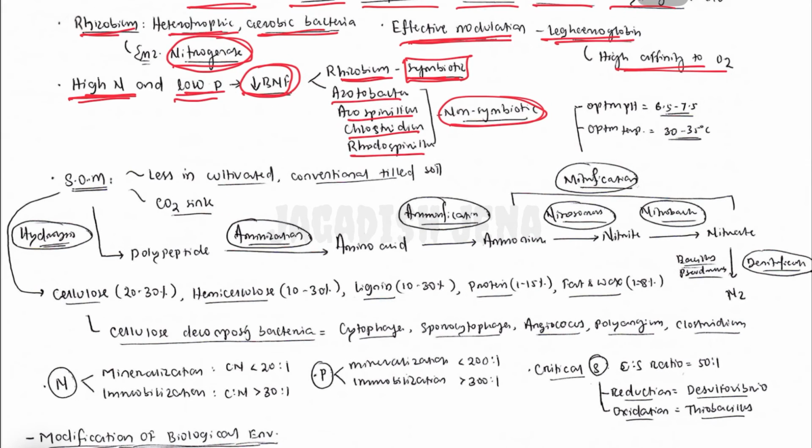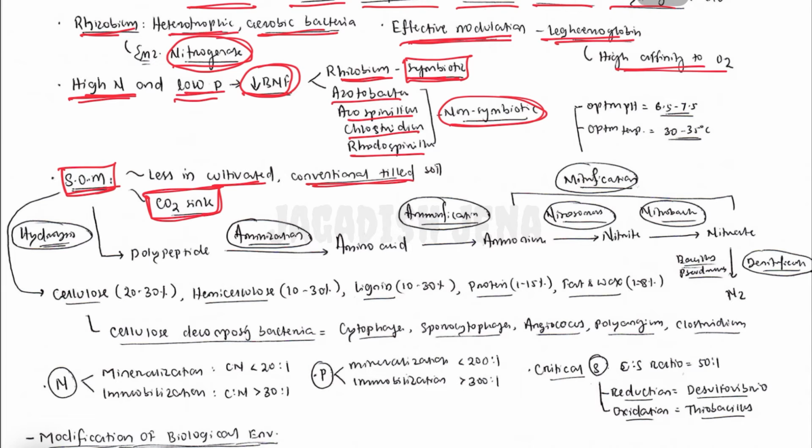If we talk about soil organic matter, it is found less in cultivated soil or conventionally tilled soil, because when we cultivate the soil, there is liberation of carbon to the atmosphere as carbon dioxide, so carbon oxidation happens. So soil organic matter is quickly decomposed and liberated as carbon dioxide into the atmosphere if we are going for conventional tillage or cultivation. Soil organic matter is a sink for atmospheric carbon dioxide.